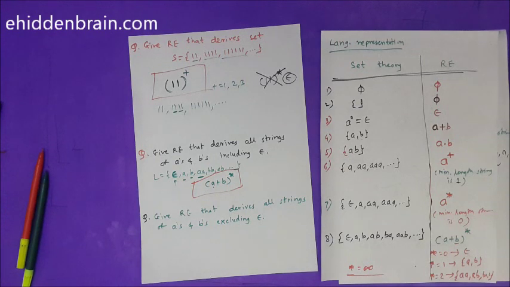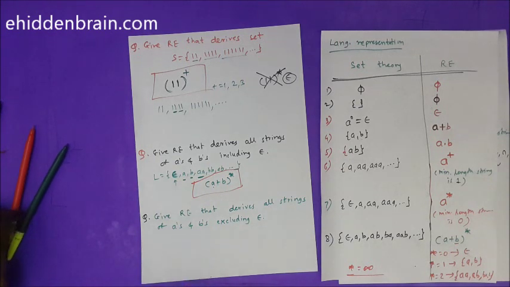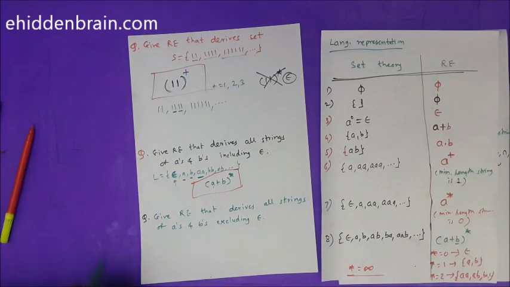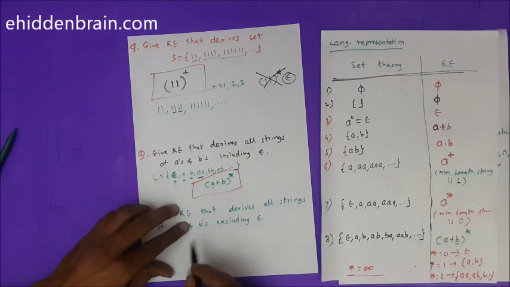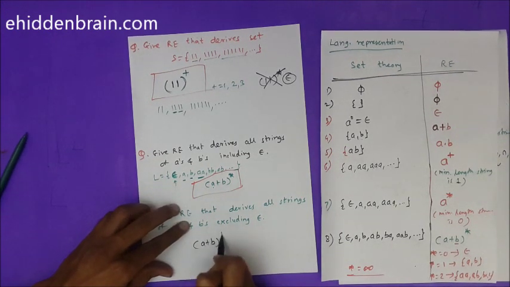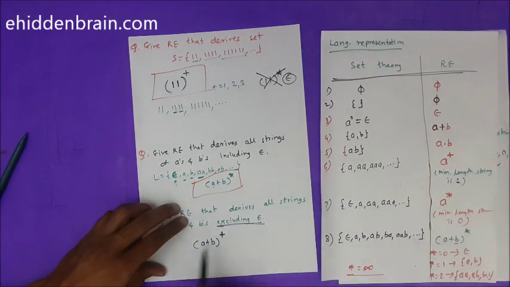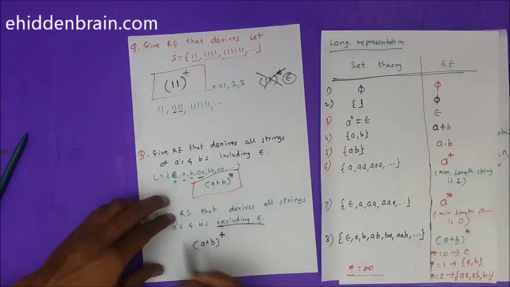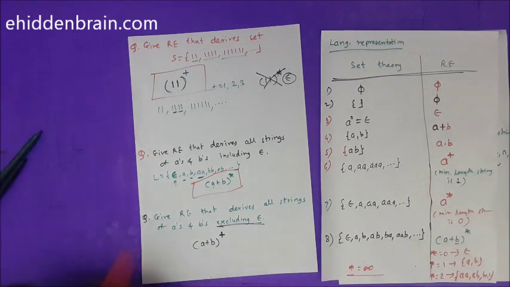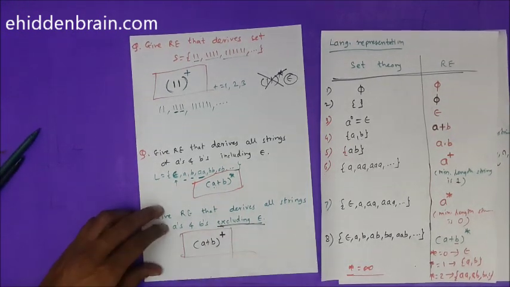Now similarly, you can think of this. This is very easy if you understood it. Instead of using star, now I will simply use A plus B plus. Why plus? I don't want epsilon, so epsilon will not be generated because of plus, and all the strings of A's and B's will be generated, and hence this is the required regular expression.